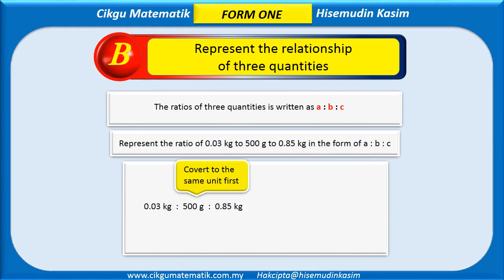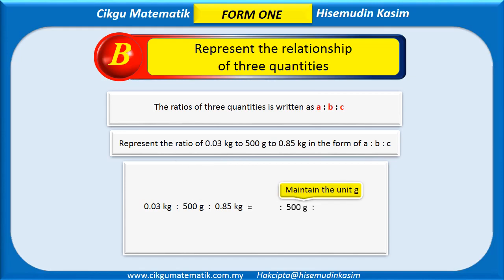Convert to the same unit first. Maintain the unit g. 0.03 times 1000 equals 30 g. 0.85 times 1000 equals 850 g. The ratio is 30 to 500 to 850. We simplify the ratio as 3 to 50 to 85.